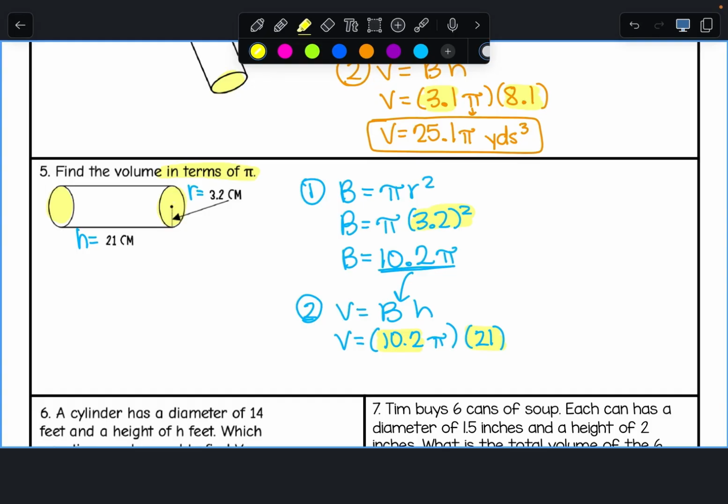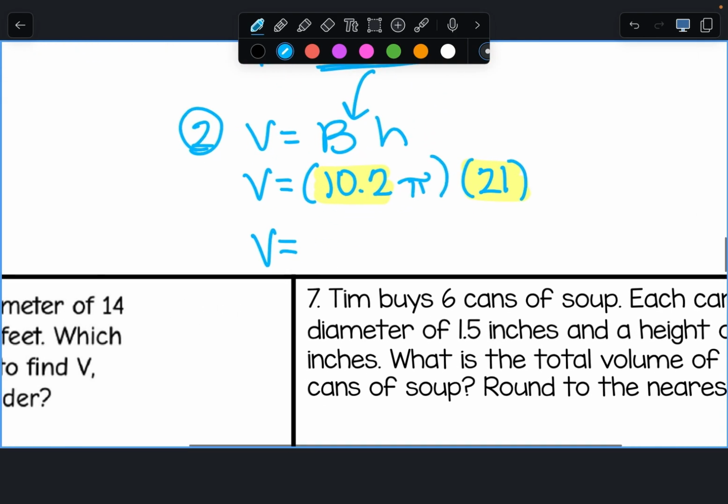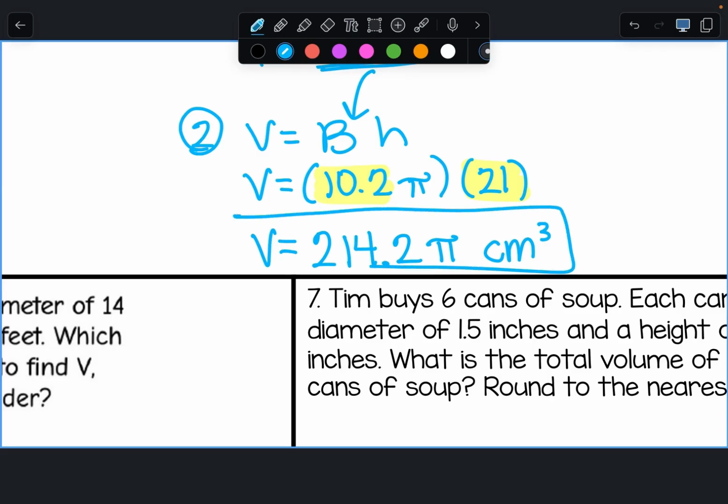0.2. One second. I got 214. Yep. 214.2. Don't forget to bring down pi. And this is in what? Centimeters cubed. Because it's volume.